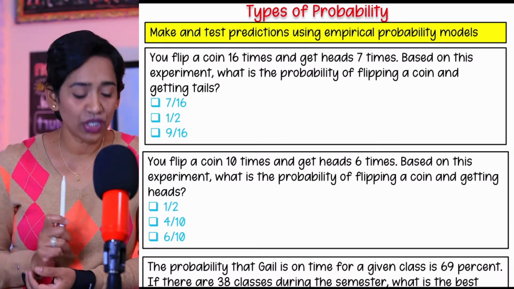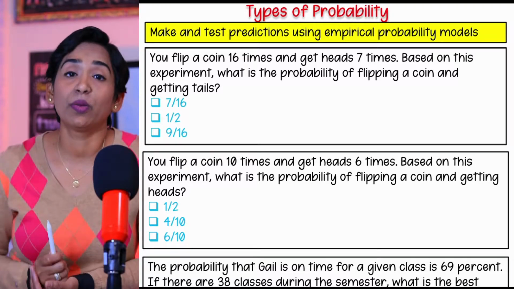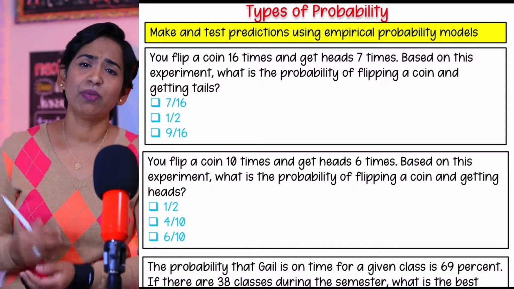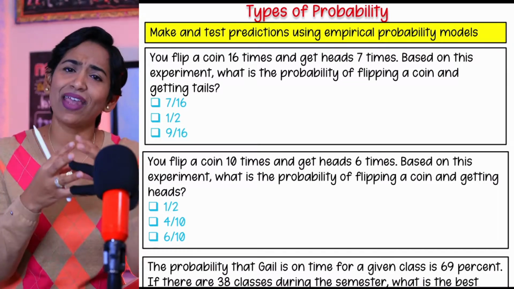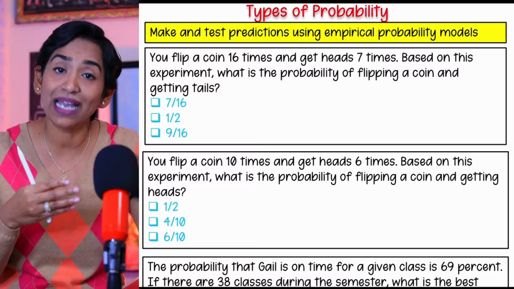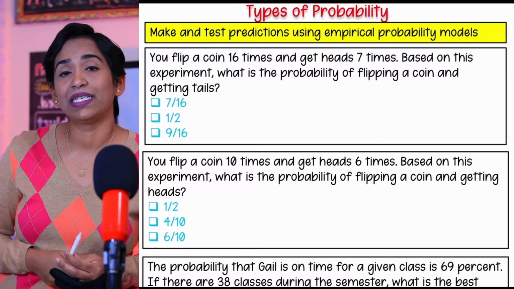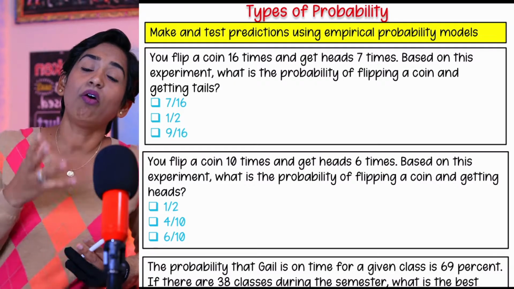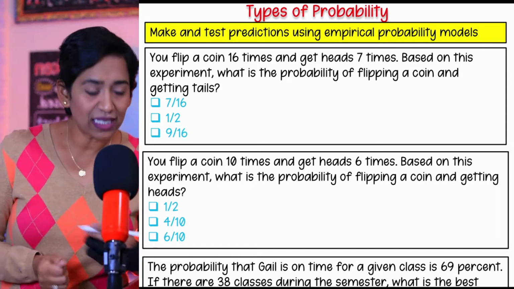Today's section is going to be make and test predictions using empirical probability models. Remember, empirical is I collect all the information, and based on that, I use frequencies, I use counting, and based on that, I go ahead and find the probability. Empirical probability is also referred to as relative frequency sometimes. So let's take a look.